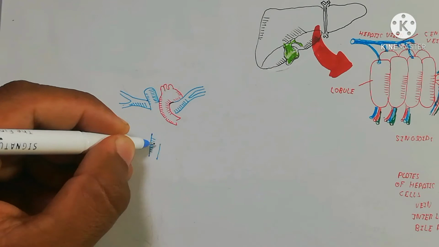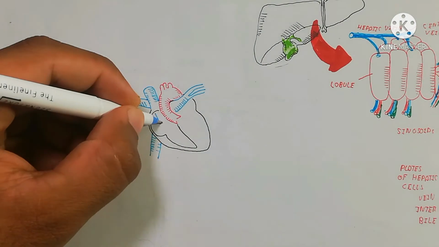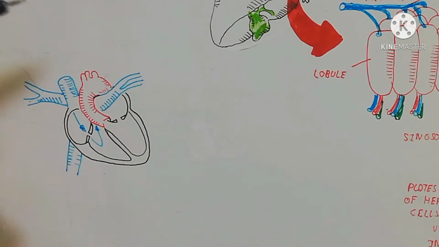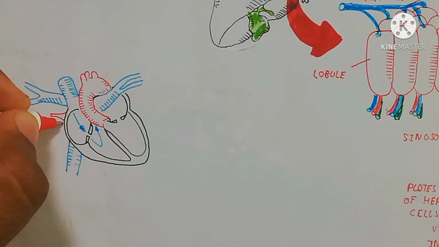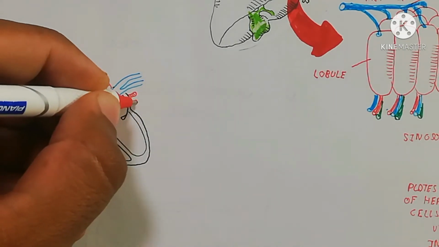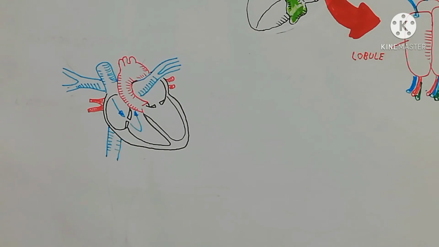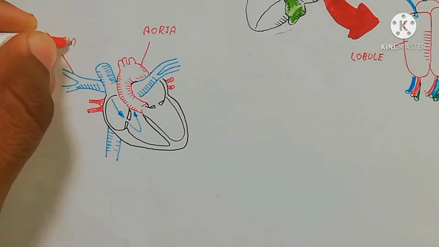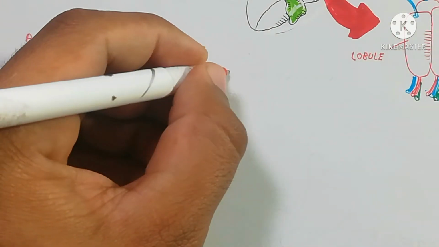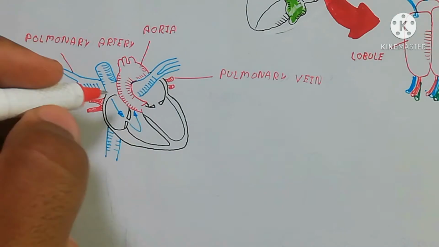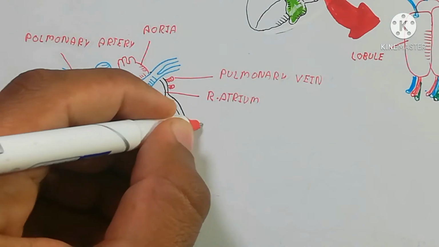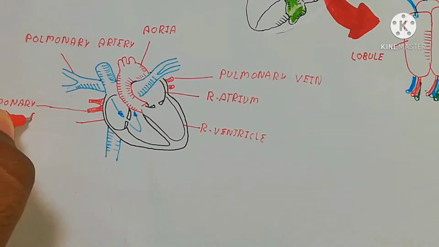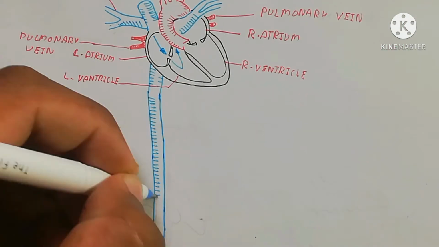So now we will discuss the portal vein, which you can understand most easily. Here is the heart, which contains a left atrium and right atrium. Here the pulmonary vein is shown in red because it carries oxygenated blood, and the vessels shown in blue carry deoxygenated blood. And here is the artery, which is the aorta. Here are the right atrium and right ventricle, and here is the left ventricle.